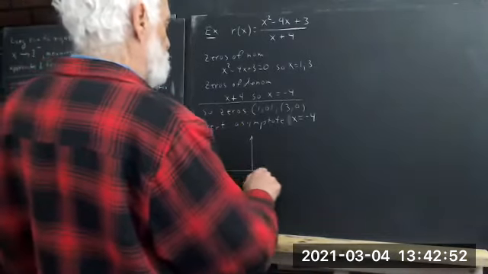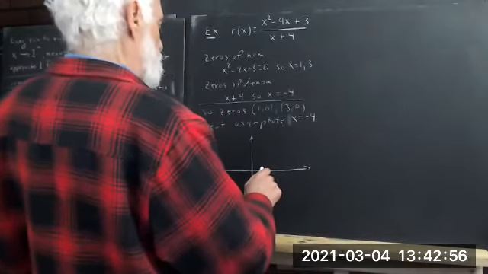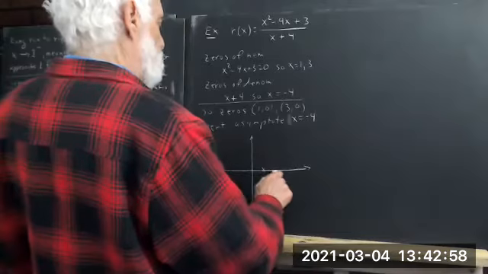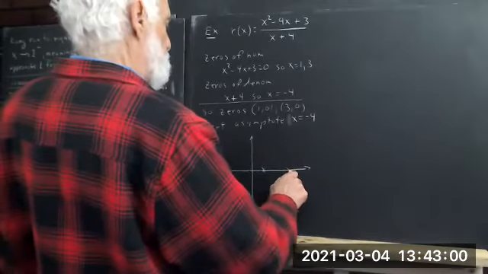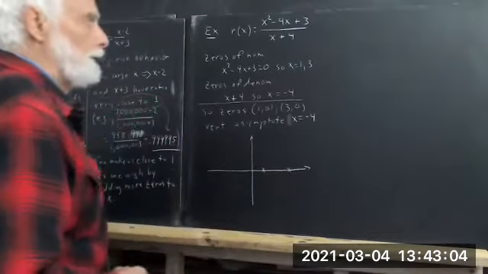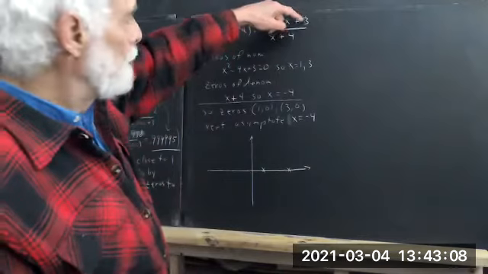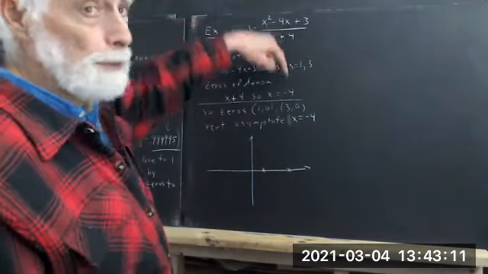But you're going to have 2 zeros. You're going to have a 0 at 1, a 0 at 3. Also, the y-intercept is going to be at x equals 3, y equals 4.